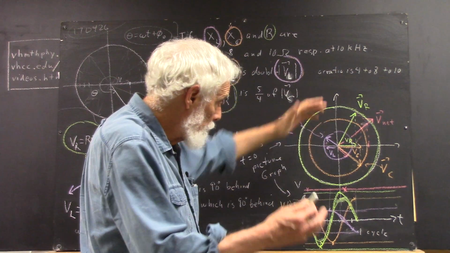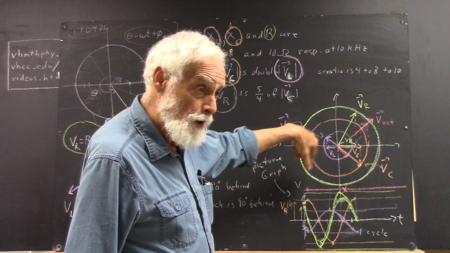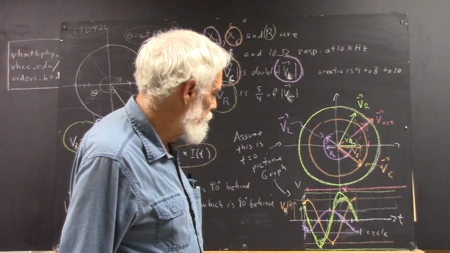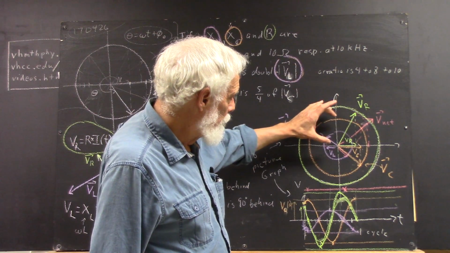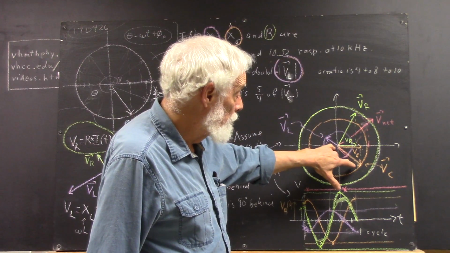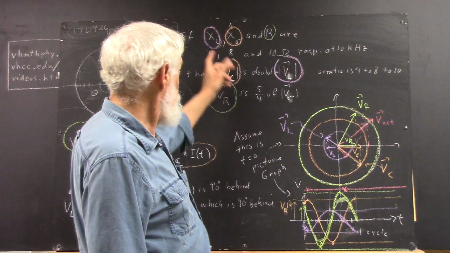Now the graph is a little smaller. The vertical scale of the graph is a little smaller than the scale of the circle, but everything's in a half decent relative scale. We see that the V sub R vector is bigger than the V sub C vector, which is bigger than the V sub L vector, because of these numbers here.